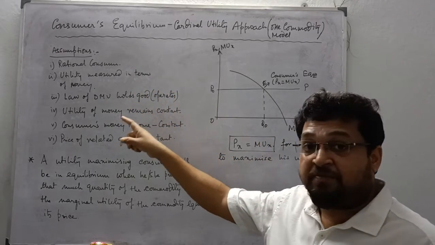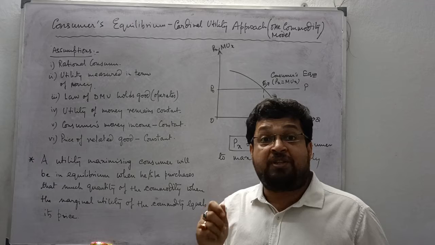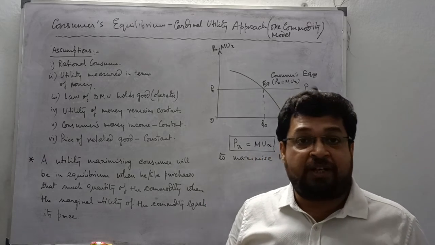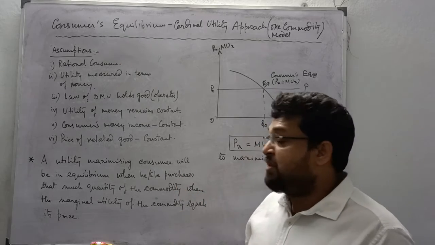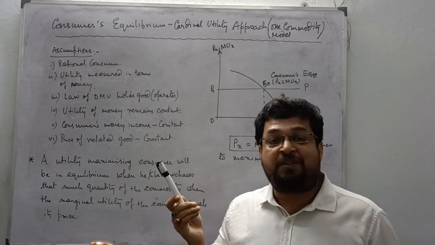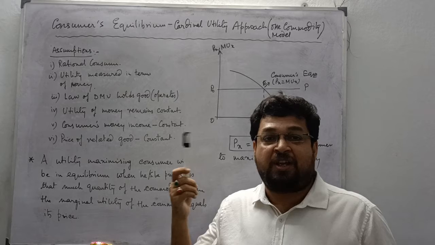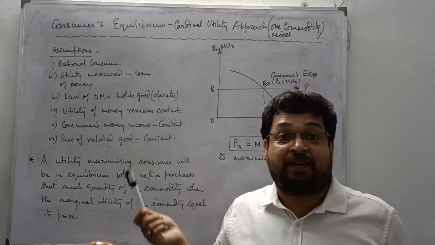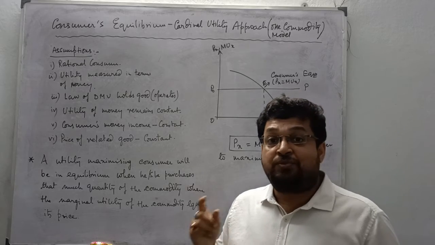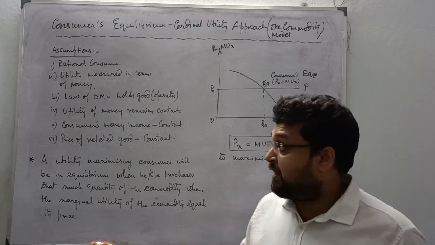Utility is measured in terms of money. The worthiness, the utility of a commodity, can be measured in terms of money. Suppose, what is the utility of the pen? You measure it in terms of money, it may be 20 rupees. The price should be 20 rupees. It is worth 20 rupees. So utility can be measured in terms of money.